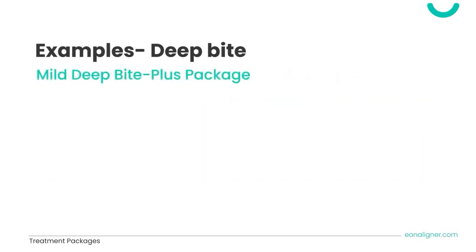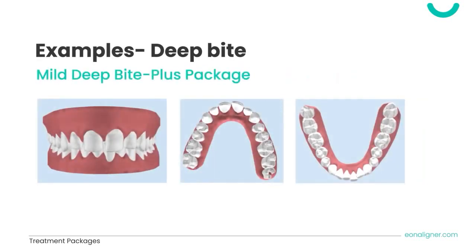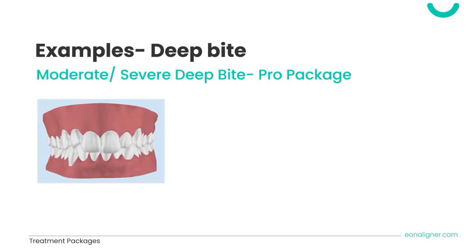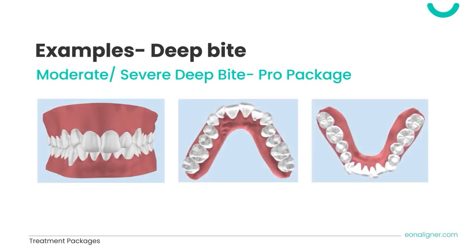This is a case of a deep bite along with favorable spacing in the upper arch that can be treated with a plus package. Notice that intrusion is a movement that needs space, so intrusion and space closure can be achieved simultaneously to close upper spaces and improve the deep bite in this case. This is a case of moderate deep bite complicated by upper and lower arch crowding. Such a case would require a Pro package.